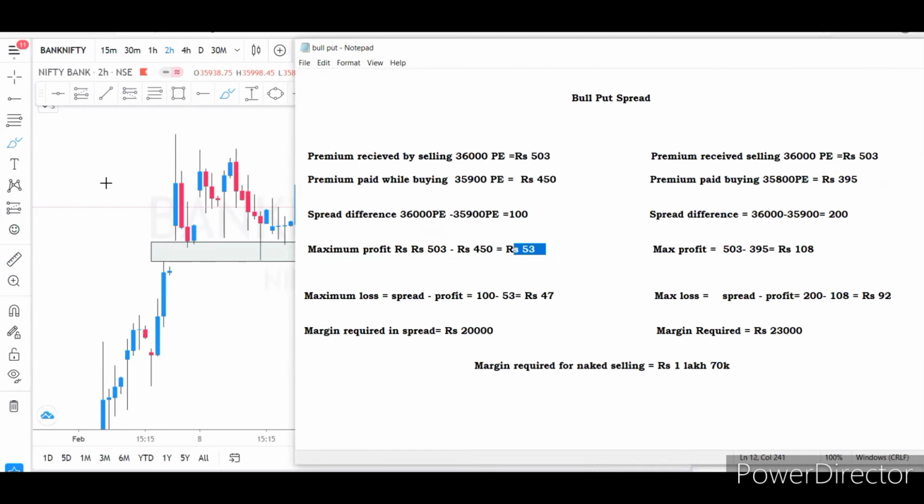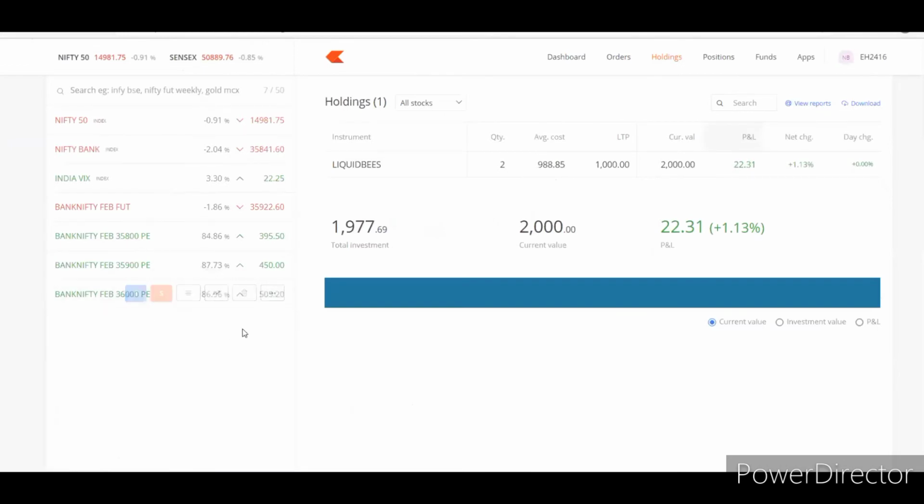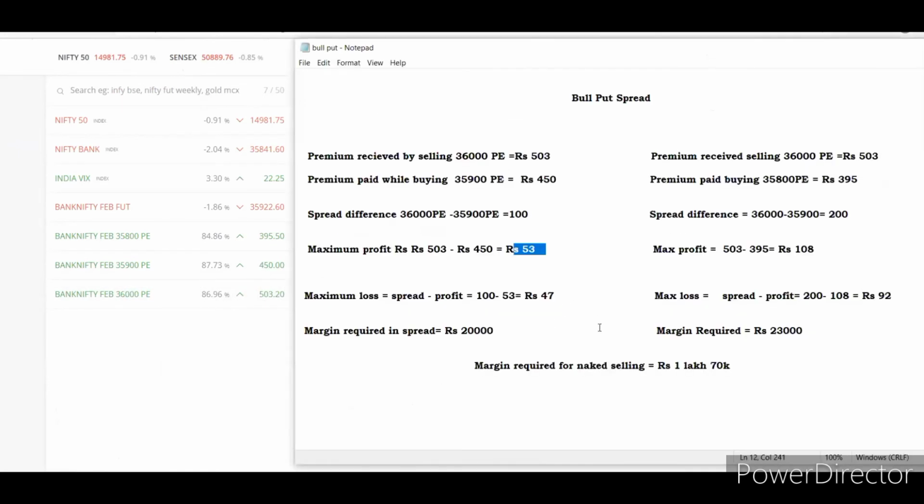You might say, bro, in naked selling we had a maximum profit of 500 rupees, and by doing a spread our profit has decreased to 53 rupees. But as you can see, while getting this 503 rupees, your investment was around 1,80,000, and you had unlimited risk. Now, to get this 53 rupees, you are investing just 20,000 rupees as margin. So this is the main idea behind using a spread. And moreover, here your risk was unlimited.